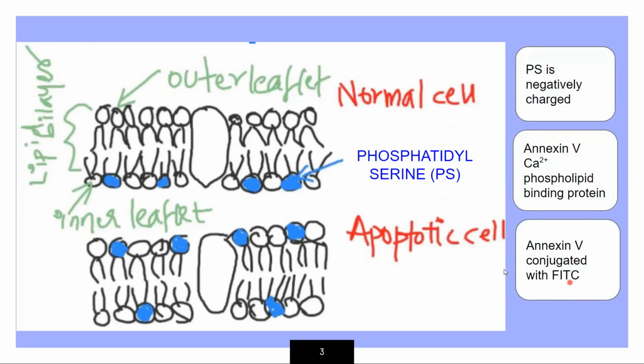But the problem is that not only apoptotic cells have phosphatidylserine on their outer leaflet, even cells that die by necrosis have the same. Or even if you treat a cell with a detergent, the phosphatidylserine is flipped up. So how to distinguish between those cells? How can we specifically search for apoptotic cells?